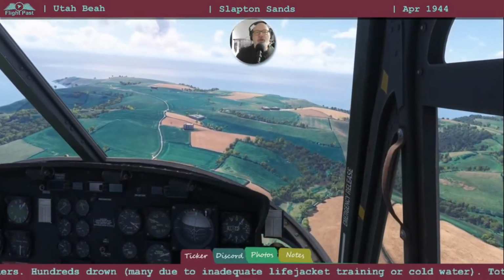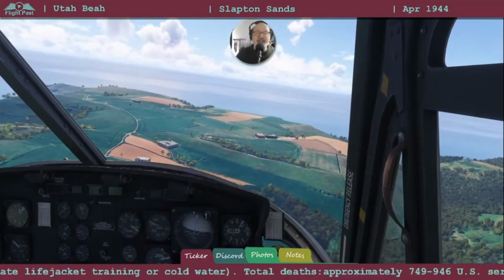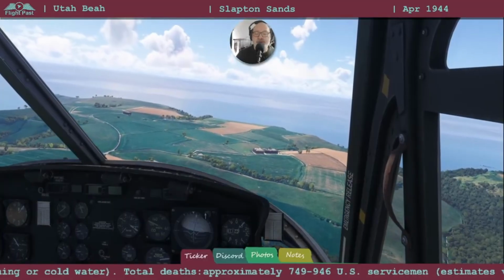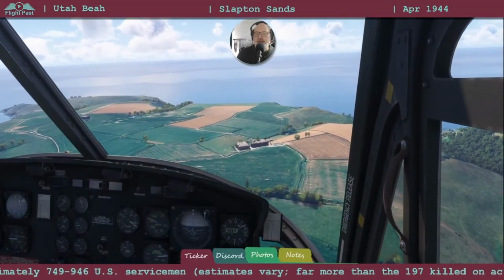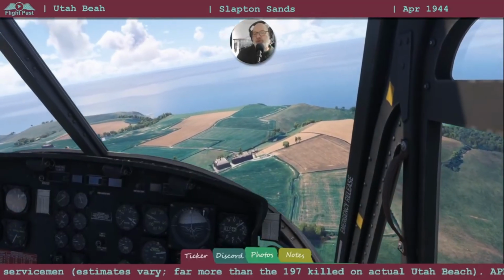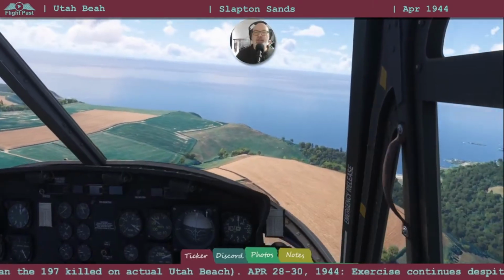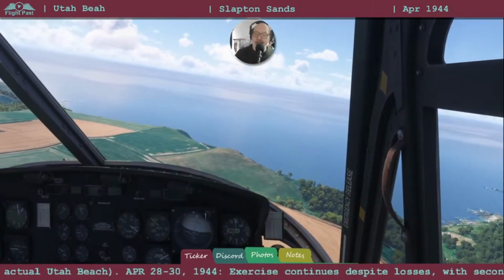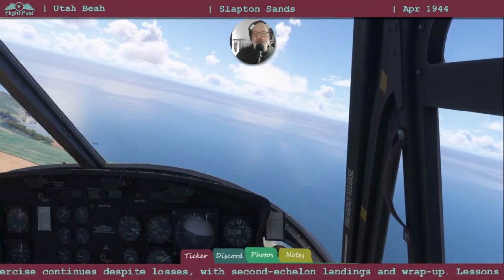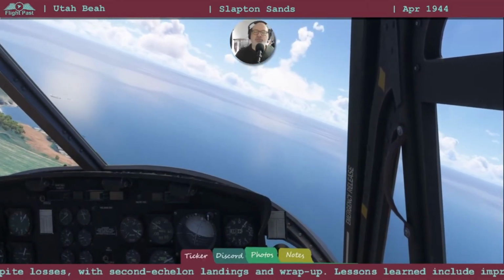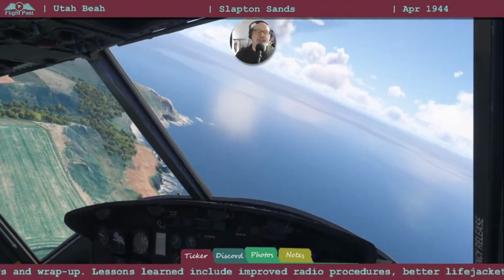So the other consequences of this exercise were that the radio frequencies were standardized between the Americans and the British. Better life jacket training was issued for the landing troops, and plans were also put in place for a series of small craft to be used to round up survivors in the water on D-Day.